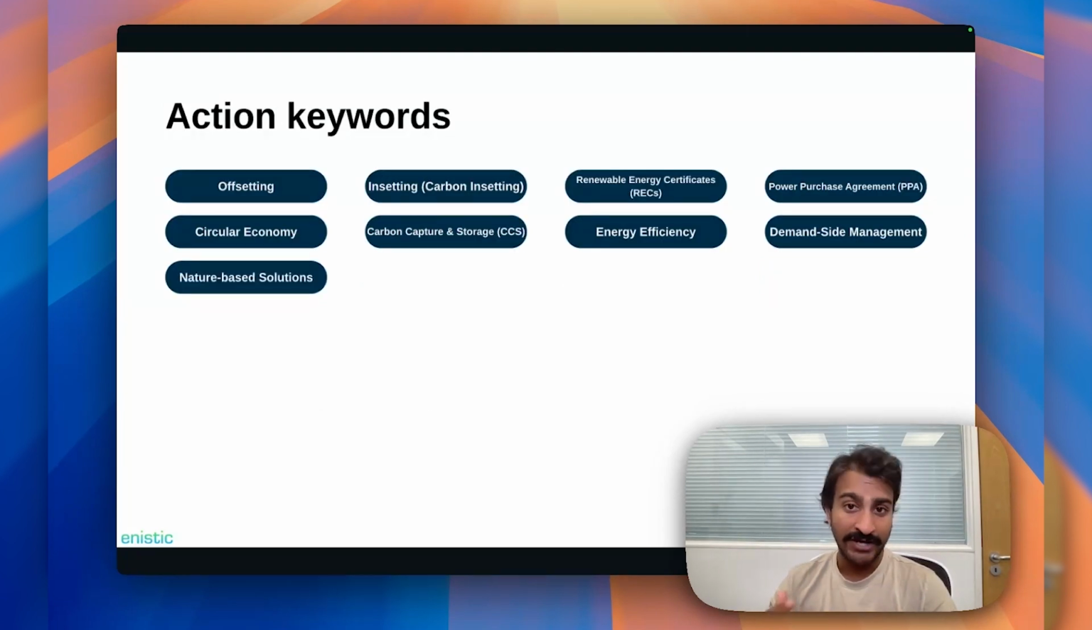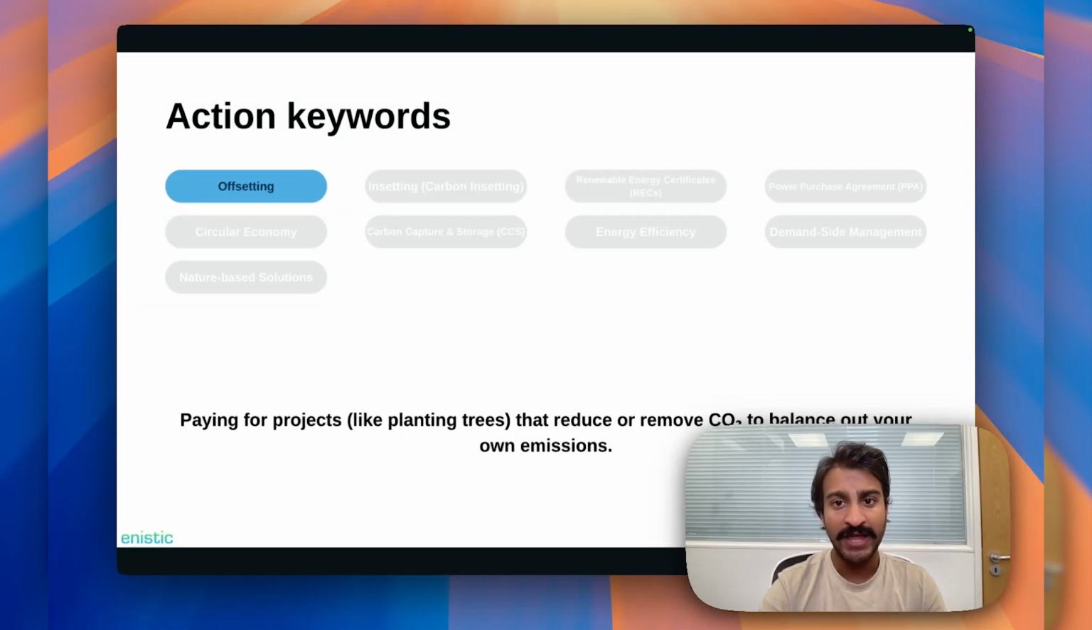And now let's talk about action keywords, and starting with offsetting. We used that term a while earlier in the video, and essentially it means paying for products like planting trees that reduce or remove carbon dioxide to balance out your own emissions.